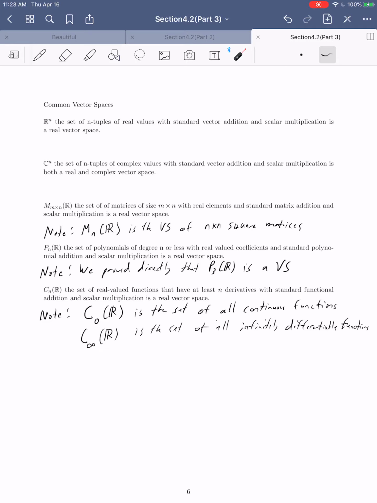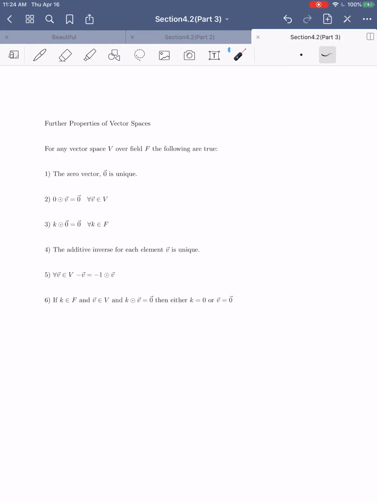All right. Next thing we'd like to do is talk about a few further properties of vector spaces. Now, these are not properties that you have to show are true every time you're proving something is a vector space. Instead, if something is a vector space, you get to know these based on those 10 properties. So these are results or corollaries of the 10 properties of vector spaces. So let's talk about those. These hold for any vector space. If you have a vector space V over a field F, the following are true.